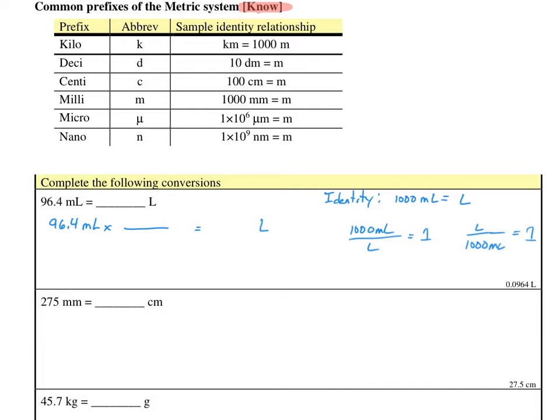We are asked to convert between milliliters and liters. So we recall the identity that needs to be used. 1,000 milliliters is equivalent to a liter. That allows us to write two different conversion factors. Now we choose the appropriate conversion factor based on the units we need to cancel. We need to cancel milliliters, so we know we need to use the conversion factor with milliliters in the denominator.